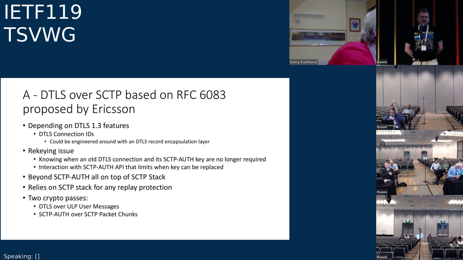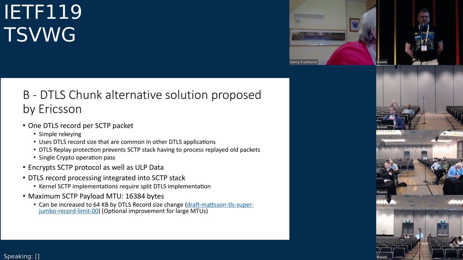So let's go to B. In B, we have one DTLS record per SCTP packet.